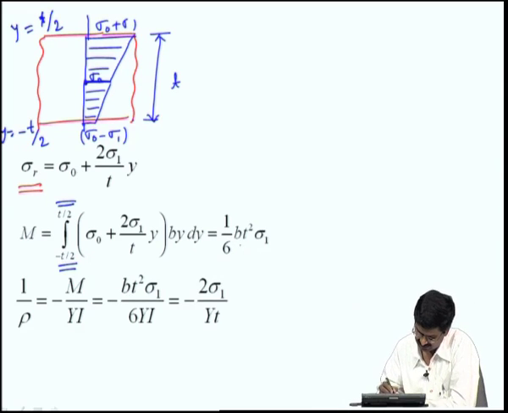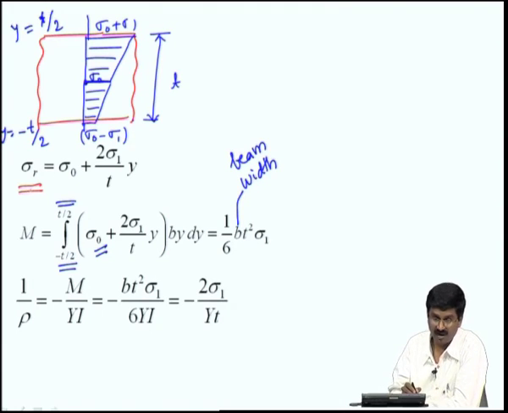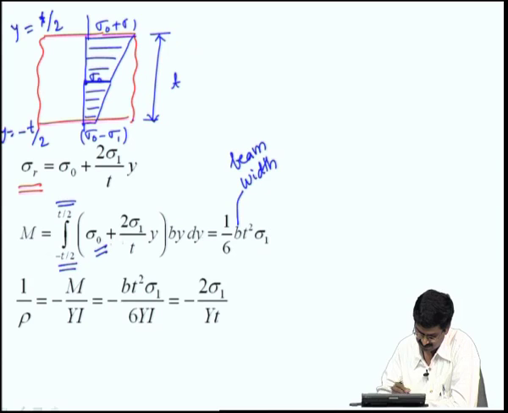Okay, when you integrate, you get this as 1 over 6 b t square sigma 1. b, in this case, denotes the width of the beam, or breadth of the beam, and sigma 1 is given. Notice that sigma naught itself does not play a role, only the slope of that. If you look at sigma r as a function of y, this is the slope. Sigma naught is this intercept, that does not matter because it is there everywhere, but the gradient is what matters, that is given by this moment.